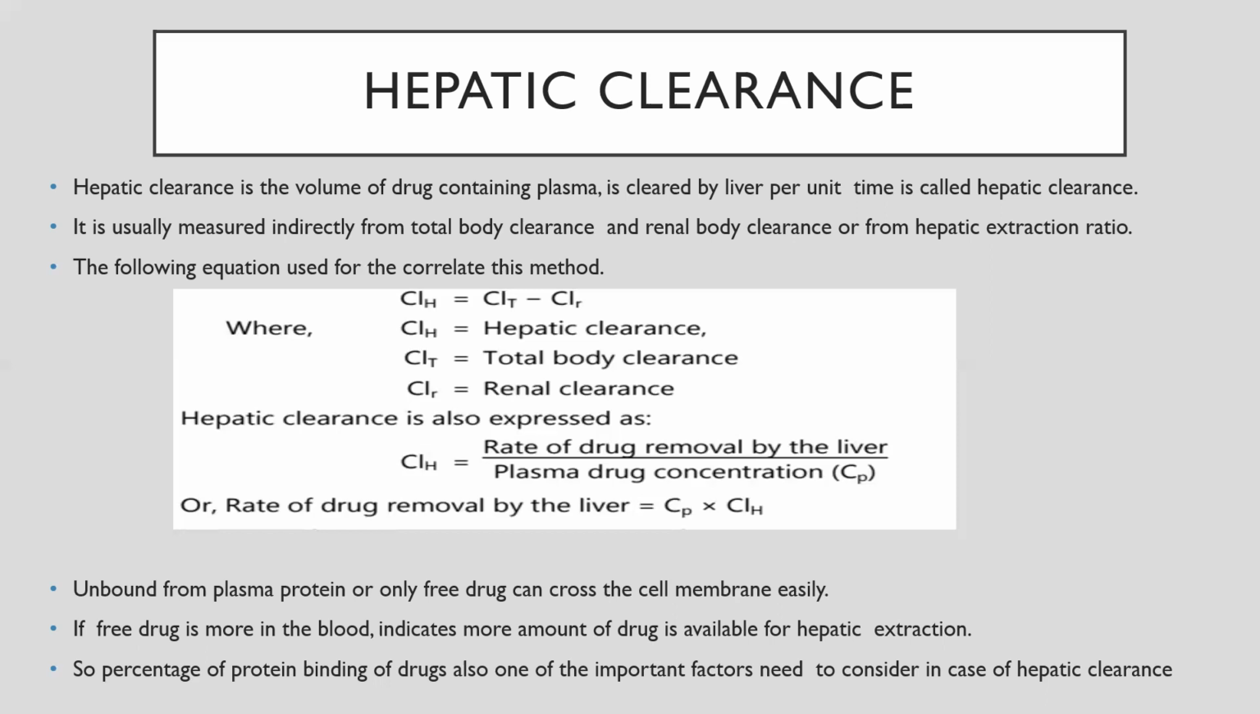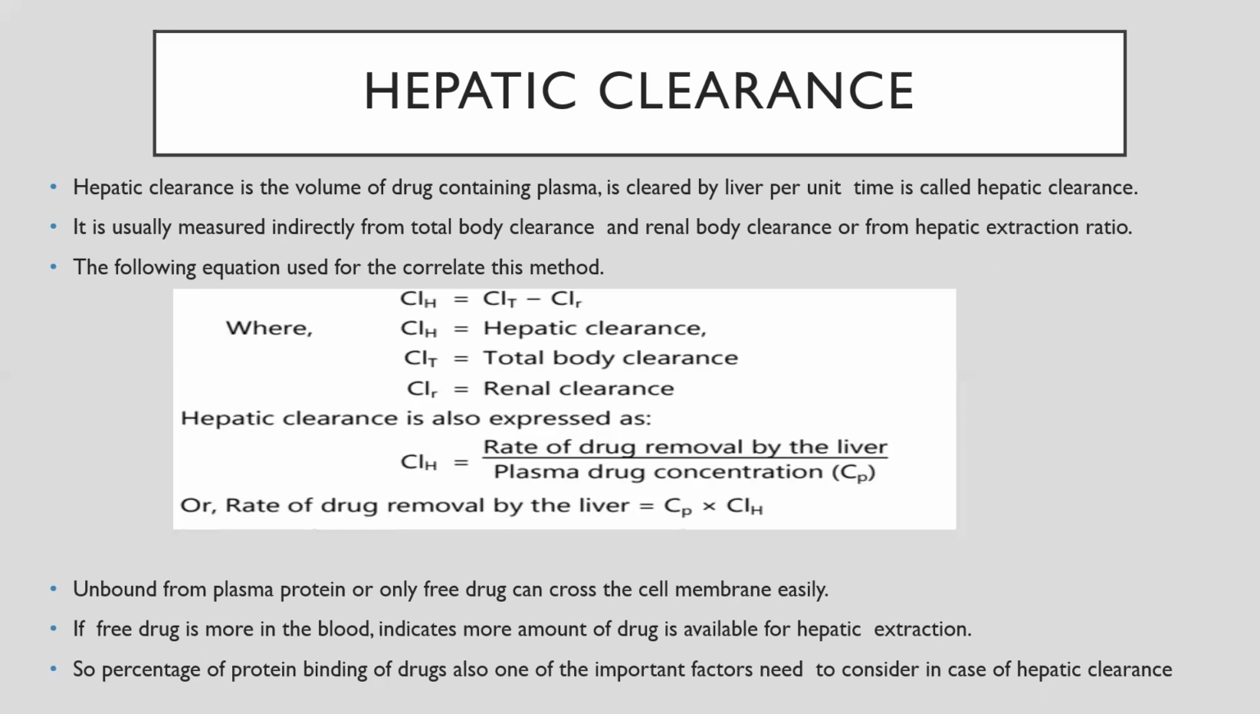Hepatic clearance, CLH, is also expressed as the rate of drug removed by the liver divided by the plasma concentration, that is Cp. Interchanging this formula, the rate of drug removed by the liver is equal to Cp into CLH.